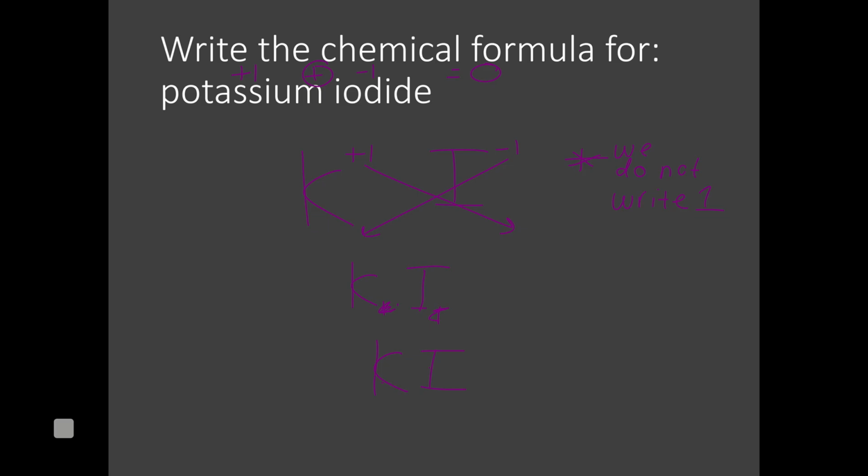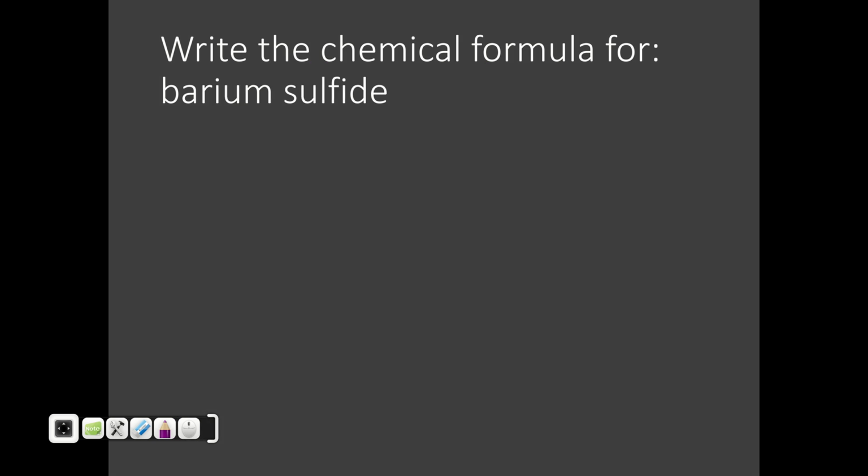All right, so I know that was a long, slow method for an easy problem, but again, the idea is identify the charges, crisscross those charges, eliminate the positive and negative sign, and then reduce down. We'll start seeing how we get to the reducing and other parts like that. And again, the overall charge has to add up to 0.